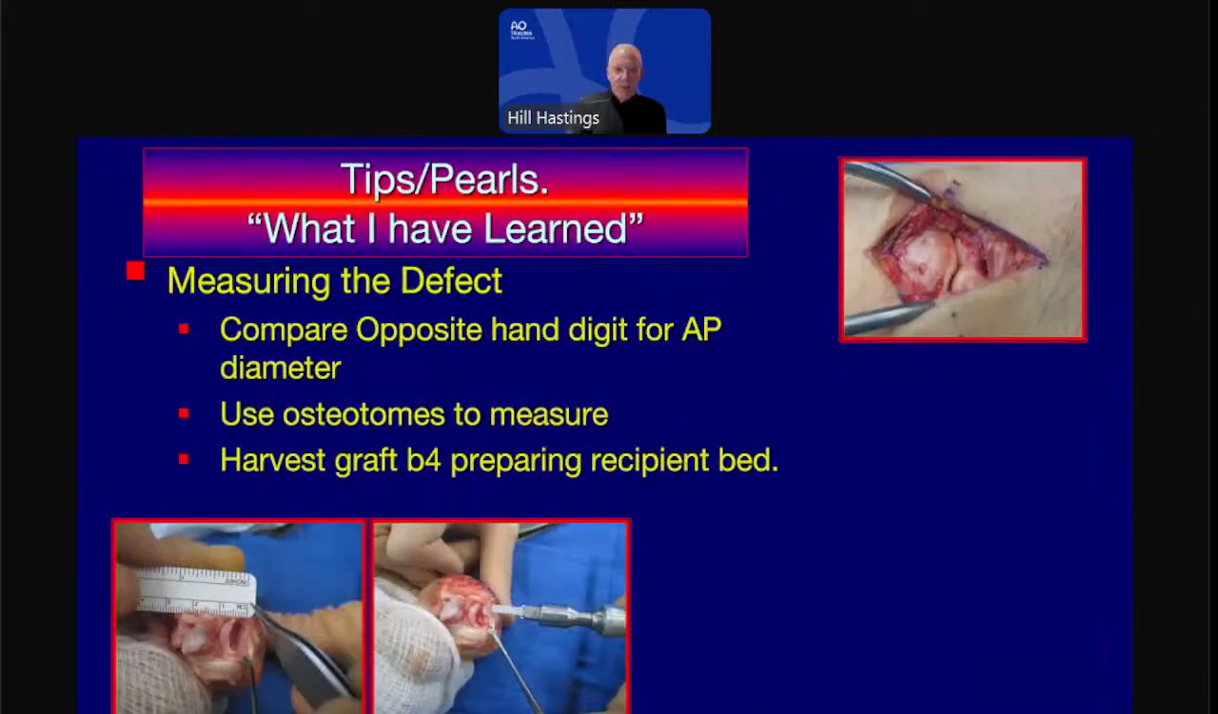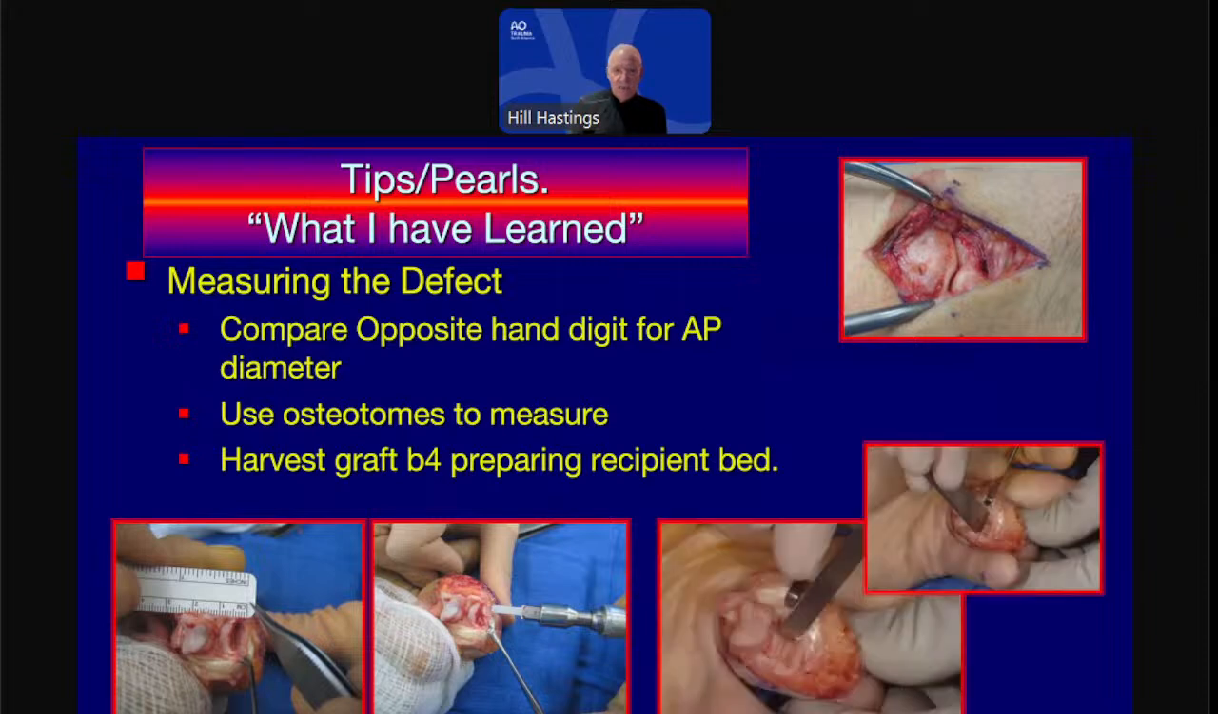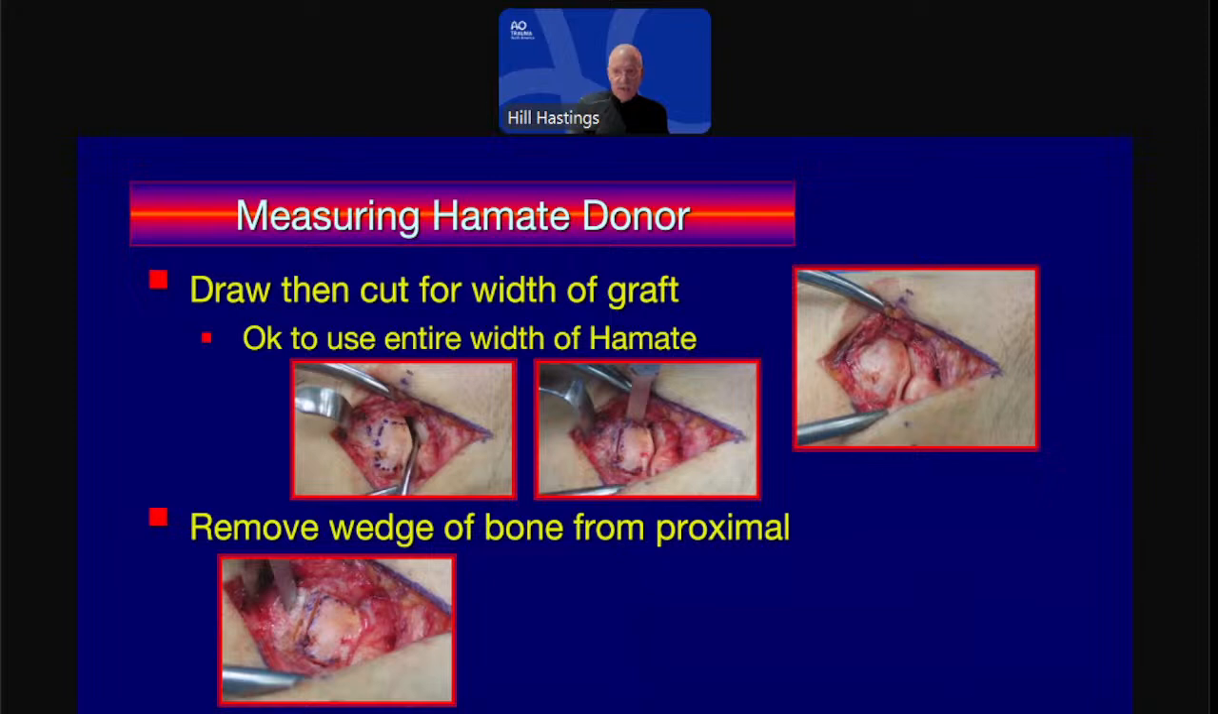Couple tips I'll give you. It is important to look at the AP diameter of the opposite hand equal digit. That gives you a clue for how big the graft needs to be. I used to measure the donor requirements by a ruler, but now I use just a number of small osteotomes that I just put up. And that osteotome serves as a guide for estimating the size. And then you draw it out on the dorsal aspect of the hamate. It almost always is the entire width of the hamate. It's fine to take the entire width.